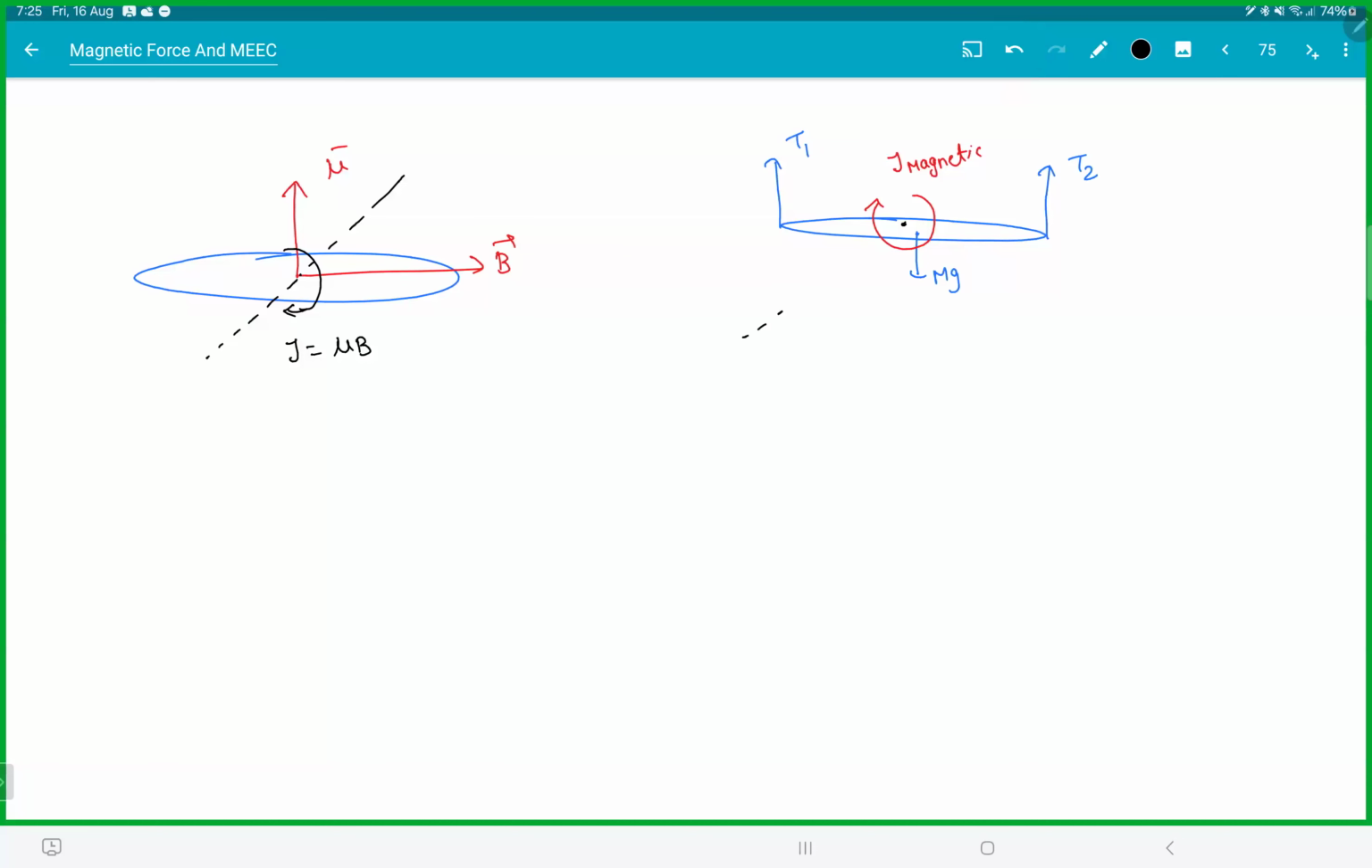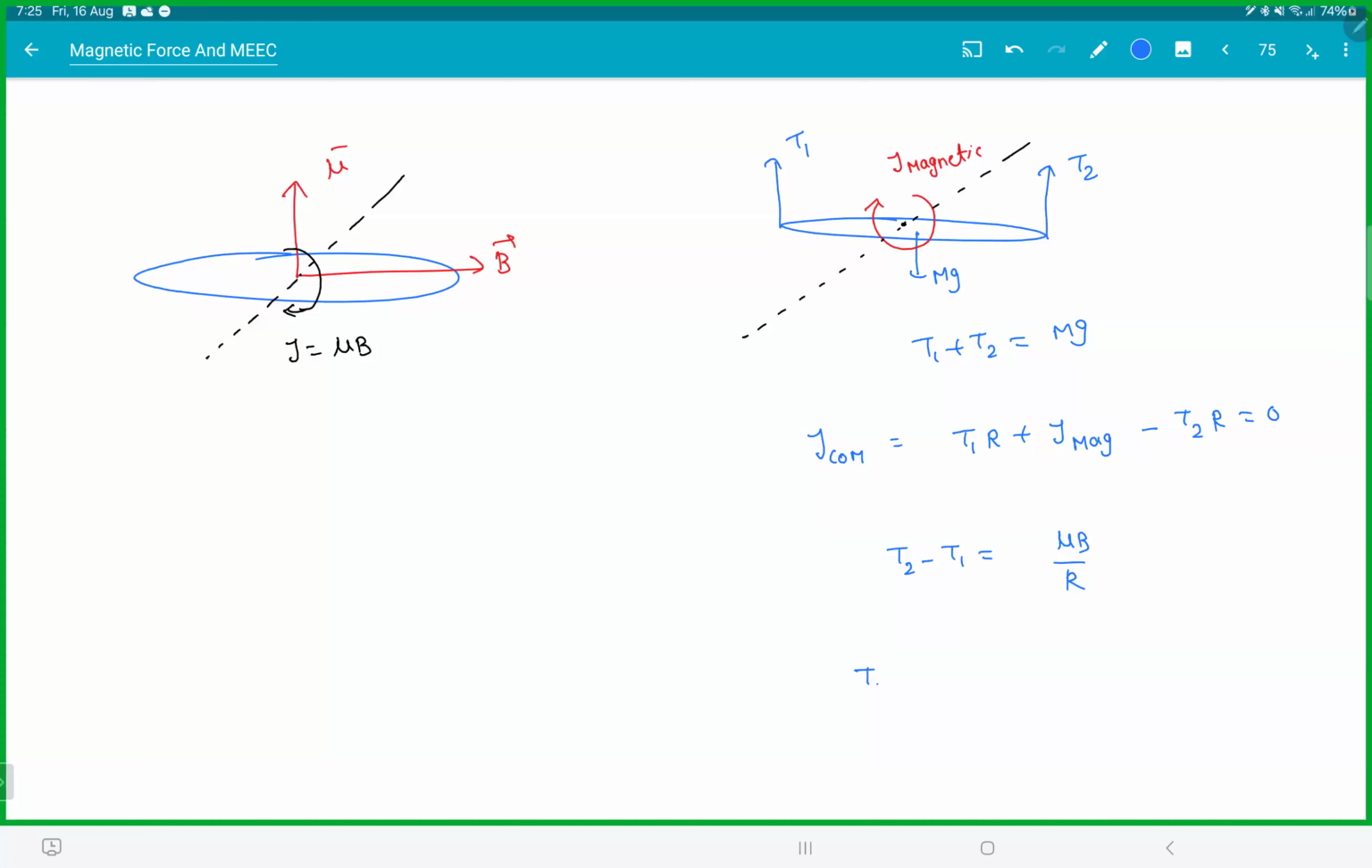So, but anyways, for simplicity we'll just take torque about the center. First thing, T1 plus T2 will balance mg. If you take torque about the center of mass, that would be T1 into R plus torque due to magnetic field, both in the same direction, minus T2 into R must be equal to 0. So from here we'll get T2 minus T1 will be torque due to magnetic, which is mu B by R. Two equations, two unknowns.